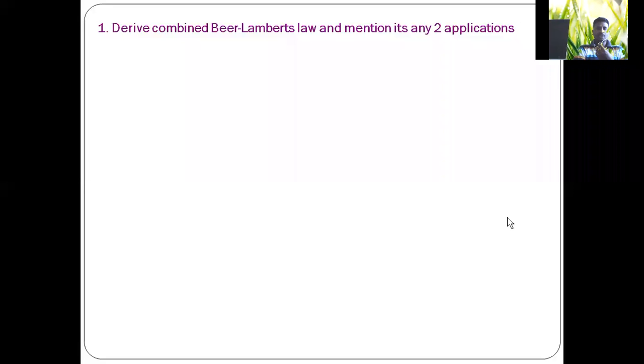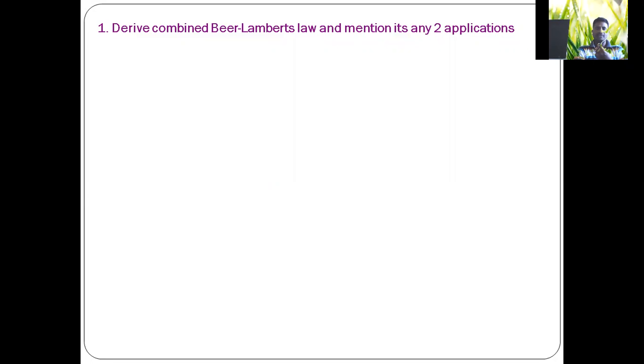Hi students, today let us discuss about the colorimetry. There are two important questions under this colorimetry. Number one is derive combined Beer-Lambert's law and mention its any two applications. Number two, explain instrumentation of colorimetry and mention its advantages and limitations. These are the two questions.